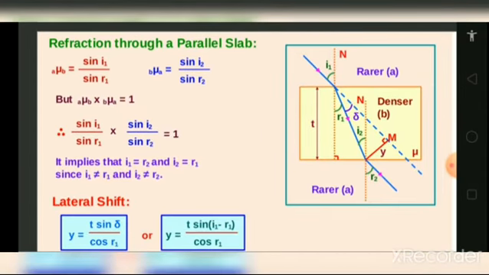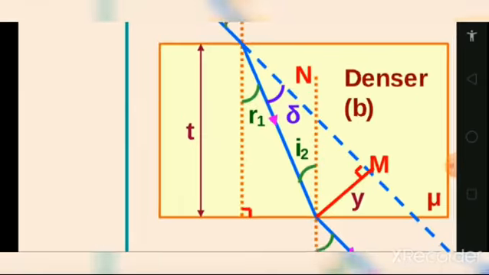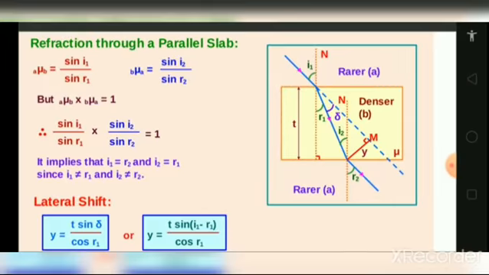that n1 sine theta 1 is equal to n2 sine theta 2, or you can write in terms of n1 sine I is equal to n2 sine R. As you can see on the screen, the denser medium has its role. So I and R will change with respect to the medium you have taken.